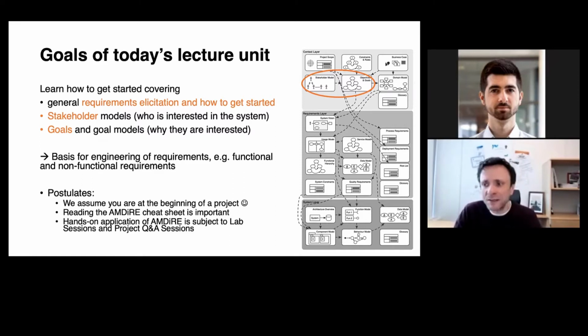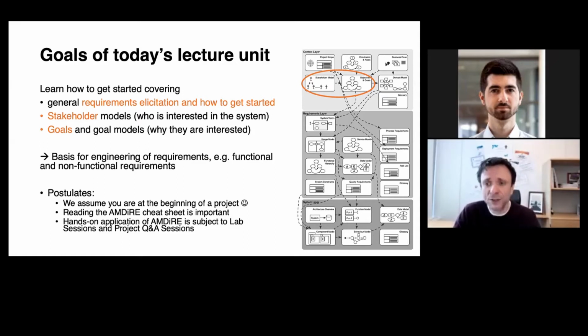So just a small set of small postulates or notes. So we just assume that we are at the beginning of a project, of your project. This is of course obvious. One small note, reading the AMDIRE cheat sheet doesn't replace, of course, visiting the lectures, but the other way around also, visiting the lectures doesn't replace reading the AMDIRE cheat sheet. But please take your time. Nothing has to be done always immediately, but consider it along this course.